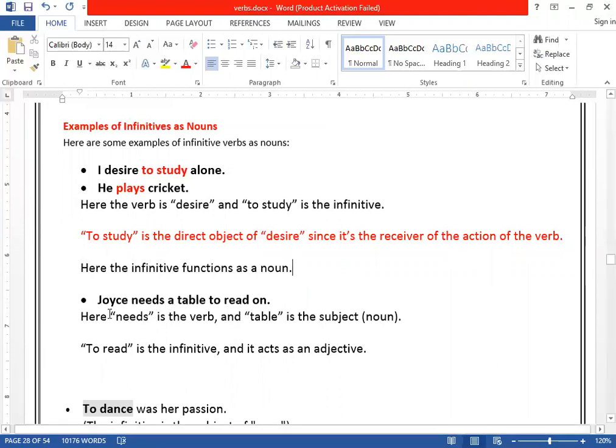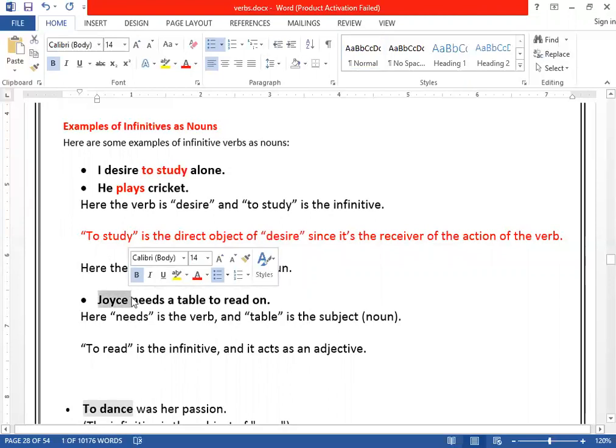Take the sentence, "Joyce needs a table to read on." Clear? To read... needs a table. He needs what? A table. What for? "Needs" is a verb. Clear? "Table" is what? Table is a noun. He needs what? He needs a table.